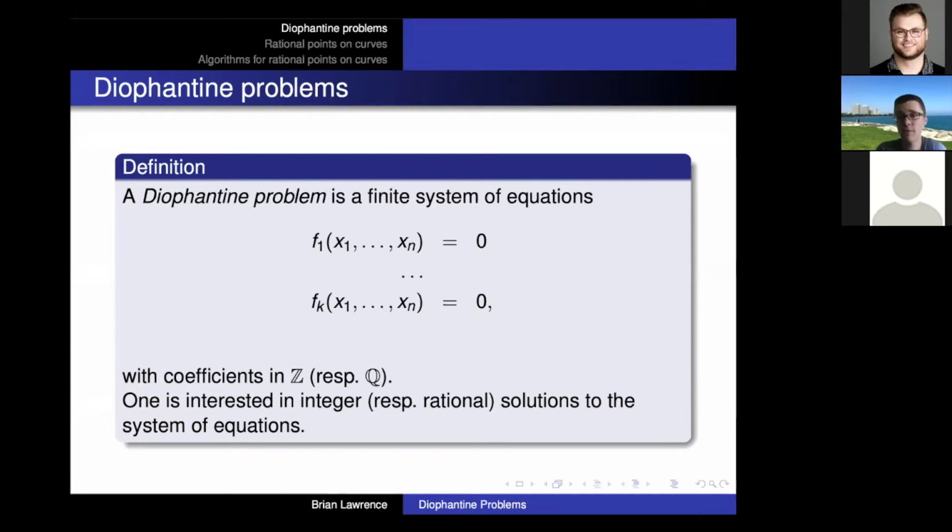So the typical question I might ask is, are there finitely many solutions? Are there infinitely many solutions? If there are finitely many, can you find them all? If there are infinitely many, can you describe them all? Maybe there aren't any solutions at all.